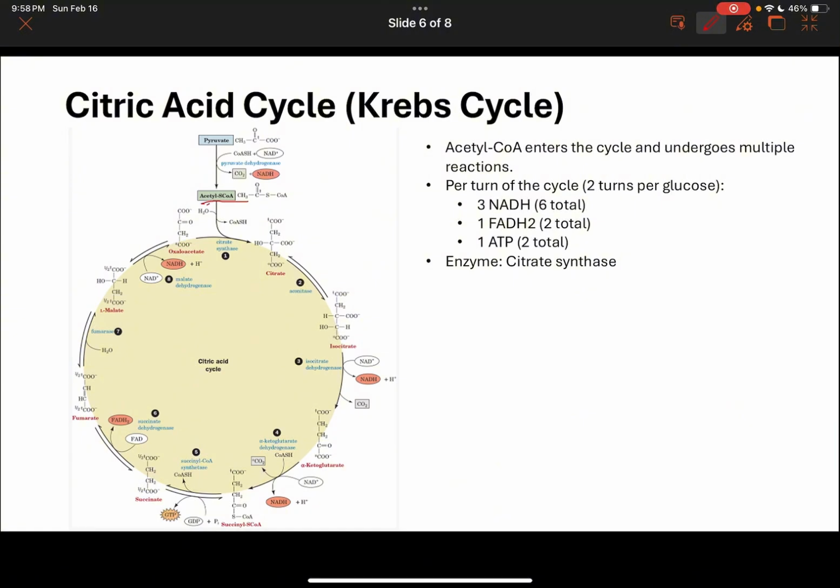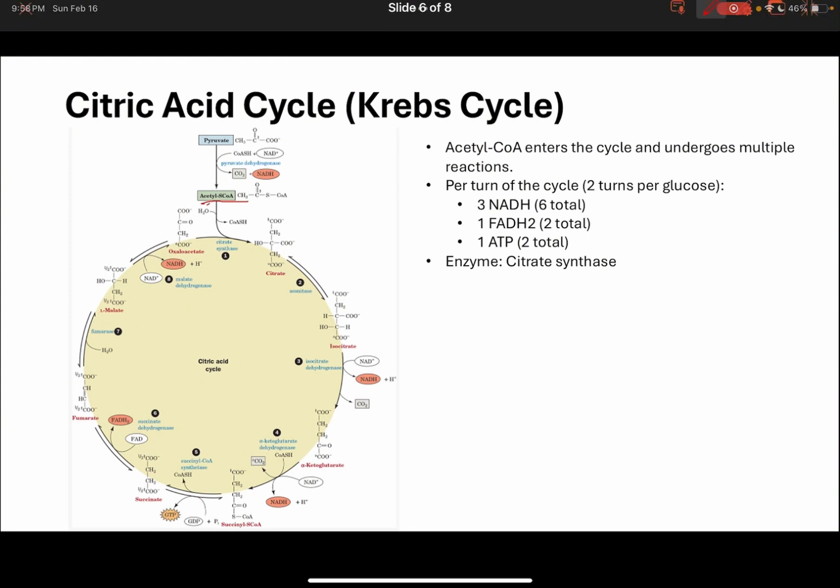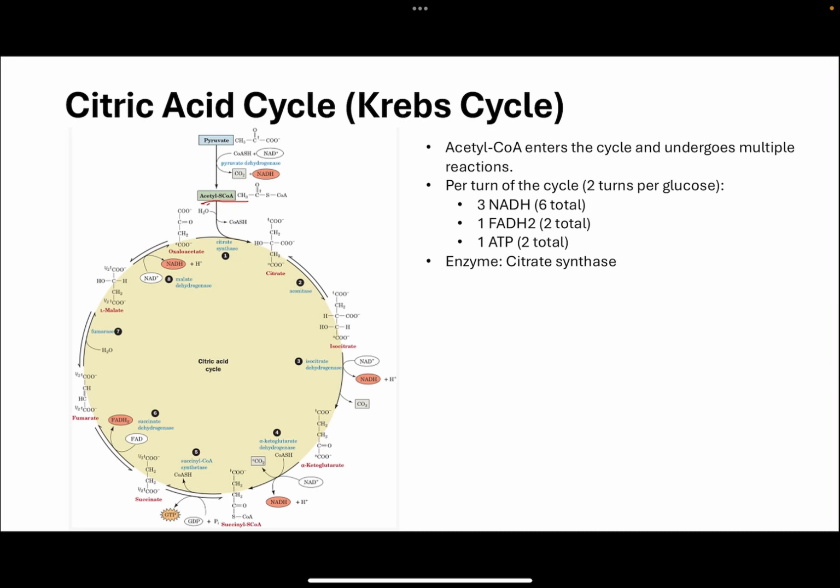Now that we have acetyl-CoA, it enters into the citric acid cycle, which is still in the mitochondrial matrix. As it enters the citric acid cycle, it undergoes a series of reactions that further break down the acetyl-CoA to extract high energy electrons. These electrons are then stored in NADH and FADH2.